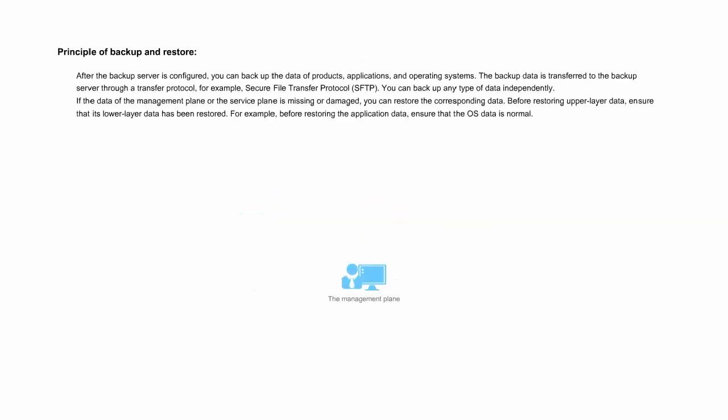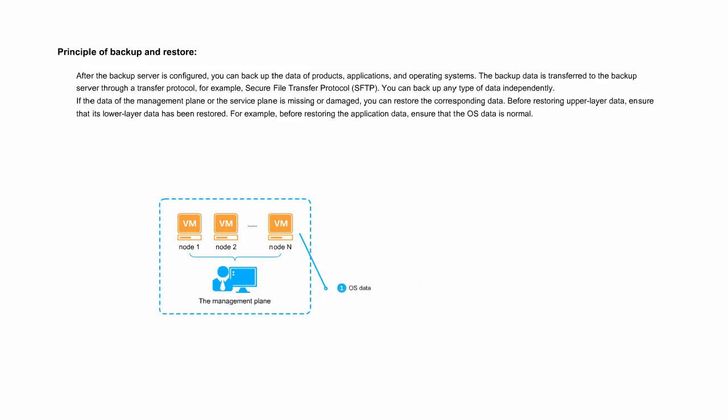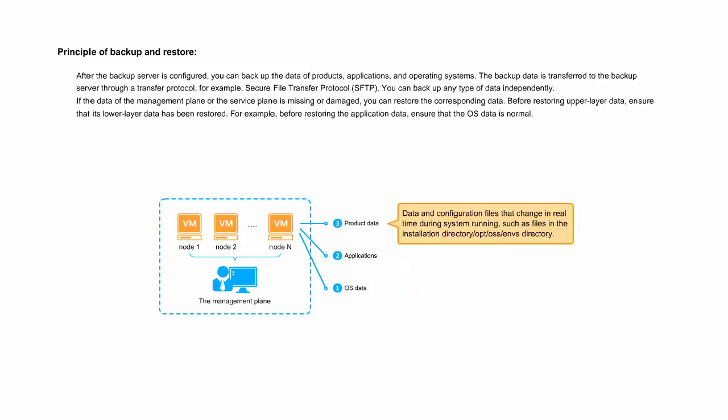After a backup server is configured, you can backup the product data, applications, and operating systems. The backup files are transferred to the backup server over a transfer protocol, for example, SFTP. You can backup any type of data independently.